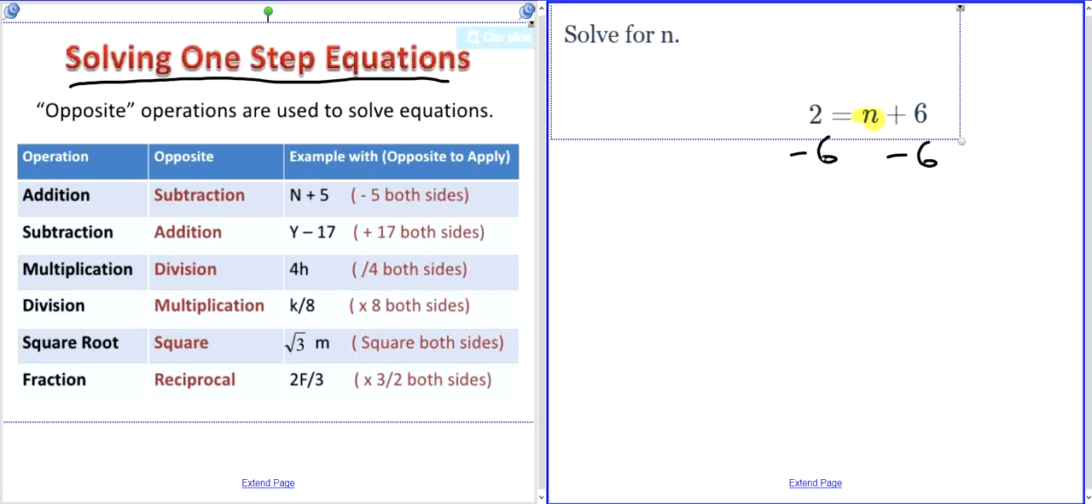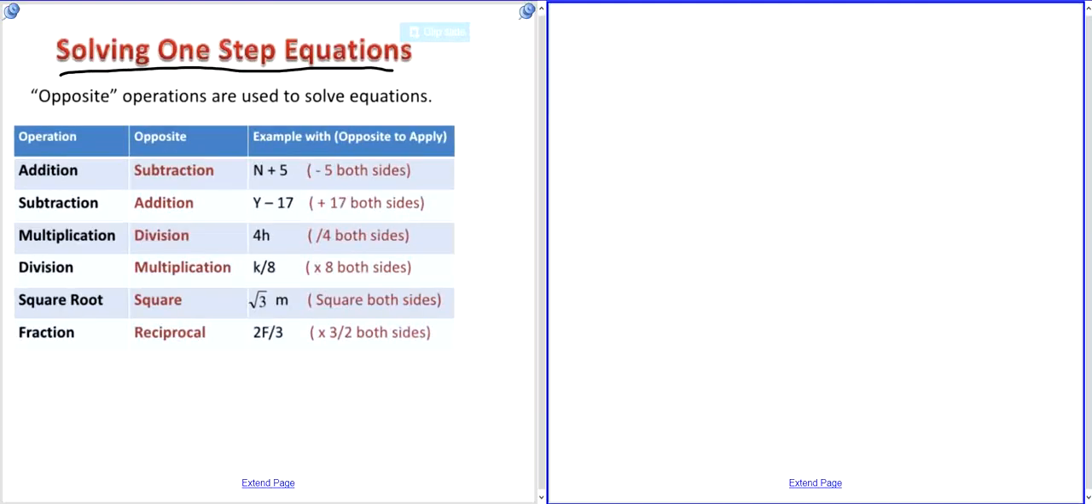we did on how to deal with adding integers, right here we've got different signs, so you find the difference. 2 minus 6 is going to be negative 4. And over here, 6 plus a negative 6 is going to be 0. And that leaves us with n. So negative 4 is equal to n. Alright, so that's addition. Now let's take a look at subtraction.